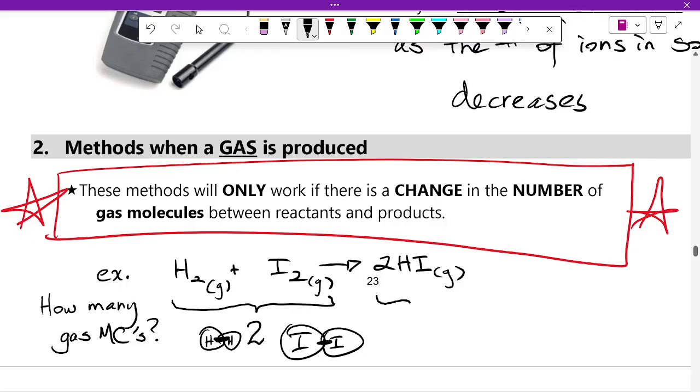How many gas molecules are there in the products? We're going to vote on this as well. Have a little chat. Bonded. It's 2.